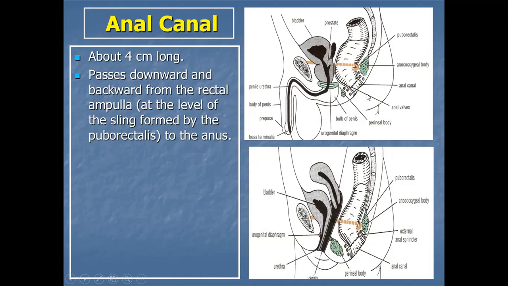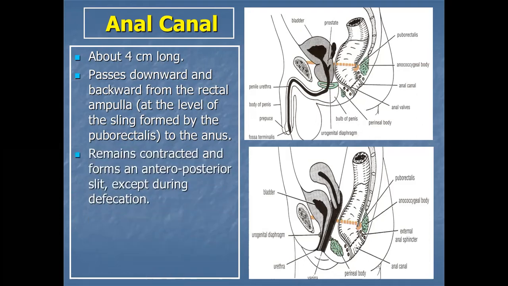At the level of the sling formed by the puborectalis, there is a sling running from the pubic bone around the rectum. This is called the puborectalis. It forms a sling and pulls forwards, and the anal canal opens backwards to the anus. This is a very important site where the puborectalis muscle acts as a sphincter.